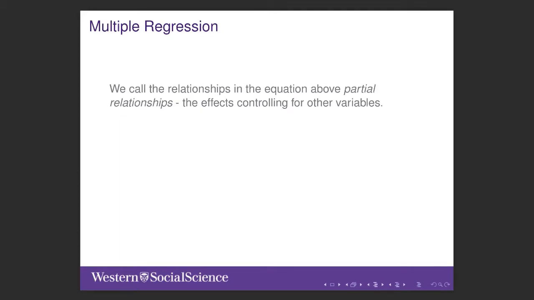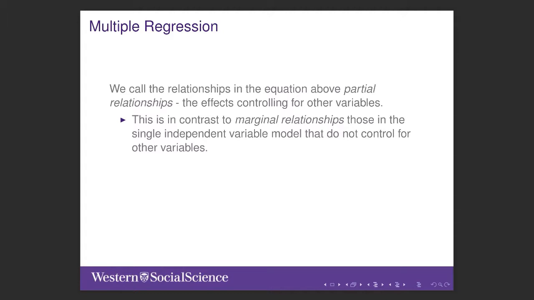The relationships in multiple regression models we call partial relationships because they control for the effects of other variables. This is in contrast to what we talked about in the last video. We didn't give the relationships we looked at a specific name, but in the last video, those relationships are called marginal relationships. Marginal relationships are those that don't control or hold constant any other variables.